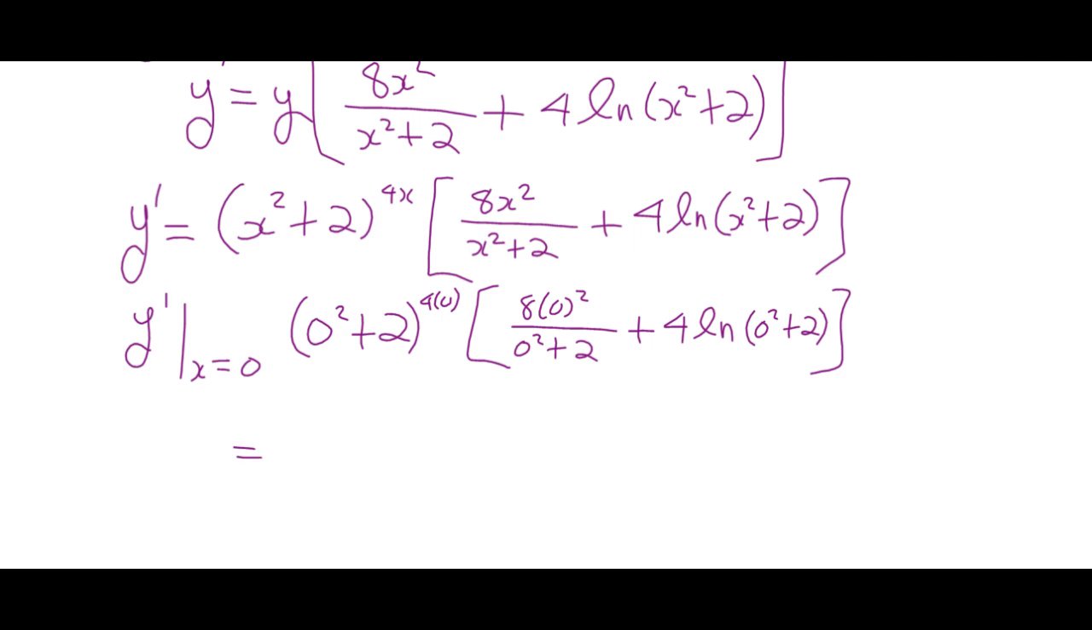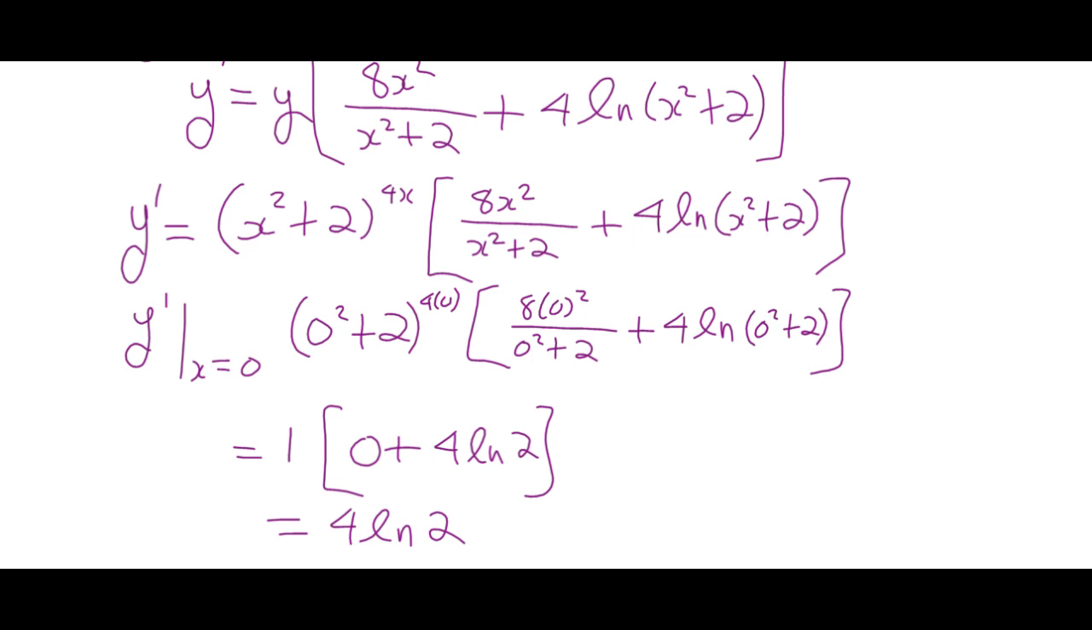Okay, so what was 0 squared plus 2 to the 0? 1. And what's this? 0, right? We've got 8 times 0 is 1. So we've got 0 over 2, which is 0, plus, what do we got? 4 ln 2, right? So this is just equal to 4 ln 2. So that's the slope of the line at 0.